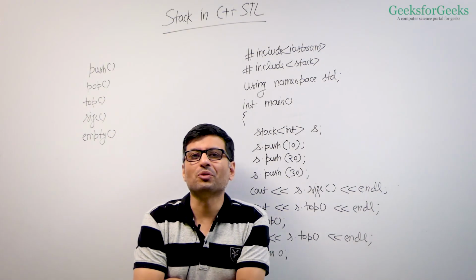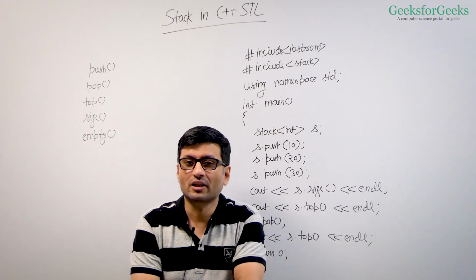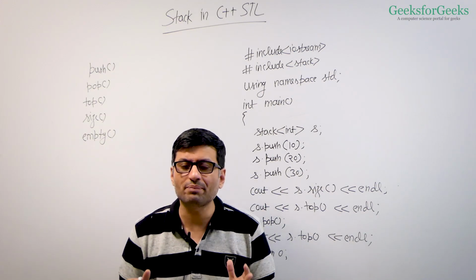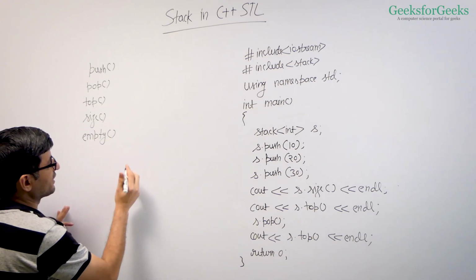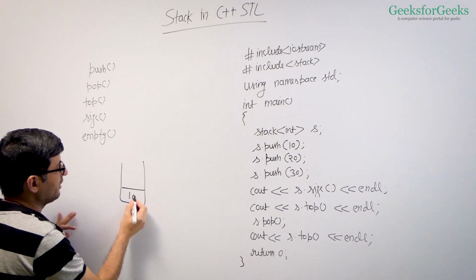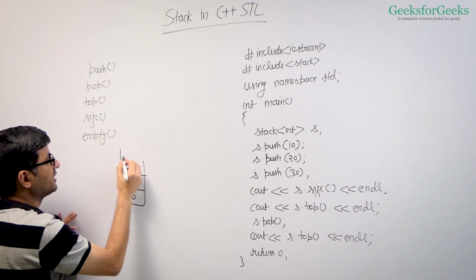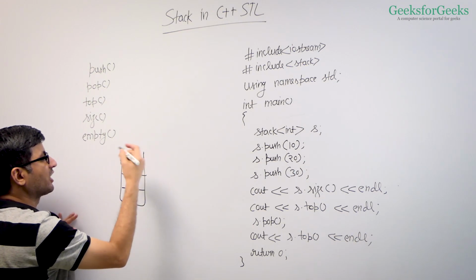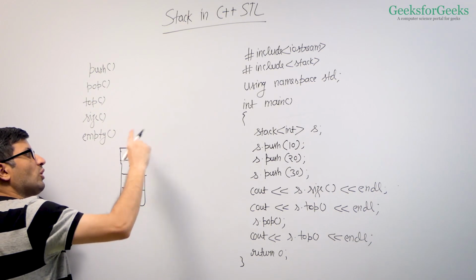Hi, in this video we are going to talk about stack in C++ STL. So just to do a recap of what stack does, a stack is a last in first out data structure. So if you insert some items, say 10, 20 and 30, whatever is inserted is always inserted at the top. When you remove an item, the top item is removed.